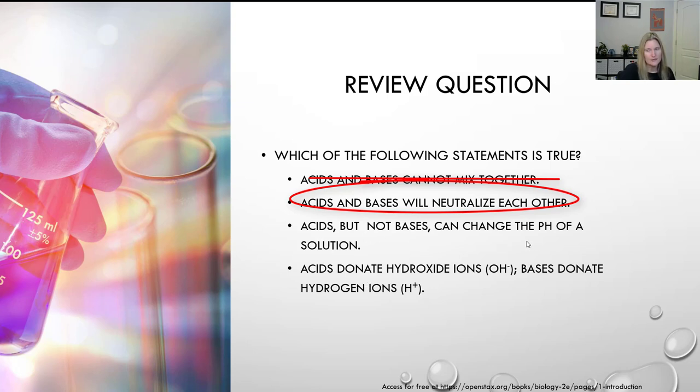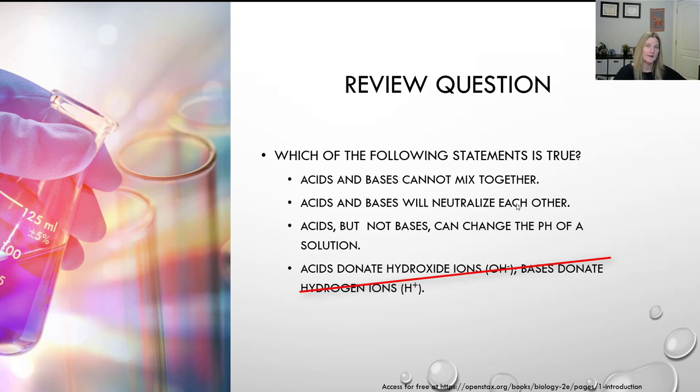Acids, but not bases, can change the pH of a solution. Well, bases can change the pH of the solution by removing hydrogen ions, which makes it more alkaline. So that's not true. Acids donate hydroxide ions, bases donate hydrogen ions. Isn't that the opposite? Acids donate hydrogen ions, bases donate hydroxide ions. So that one is not true. The only true one is that acids and bases will neutralize each other. If we add an acid to a solution and an equal amount of base with the same strength, it'll even itself out.